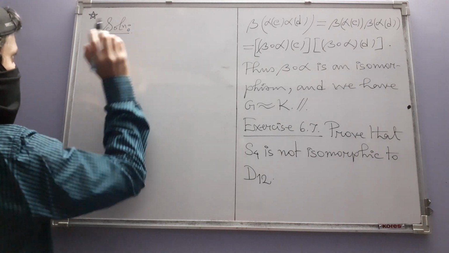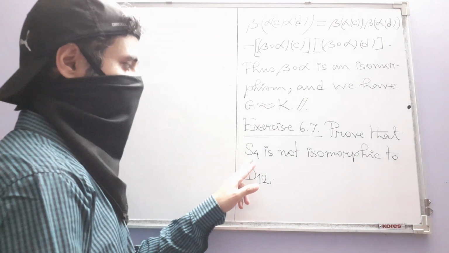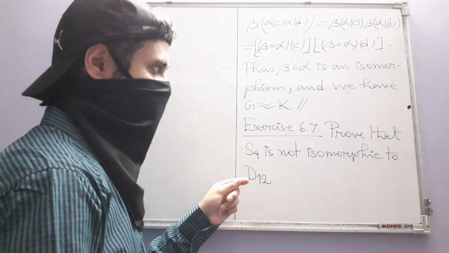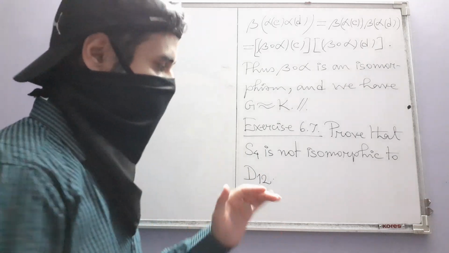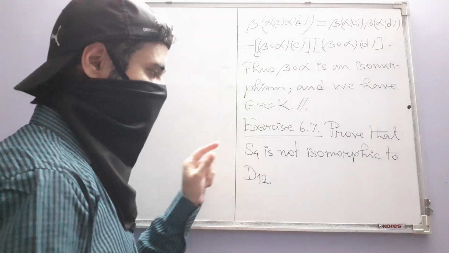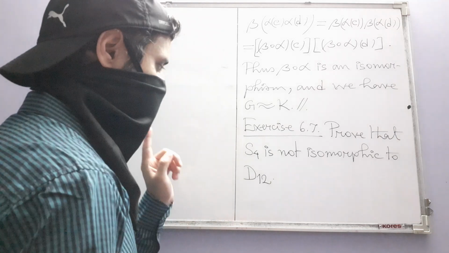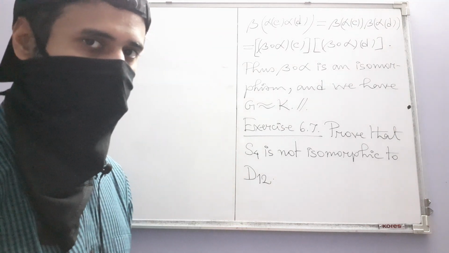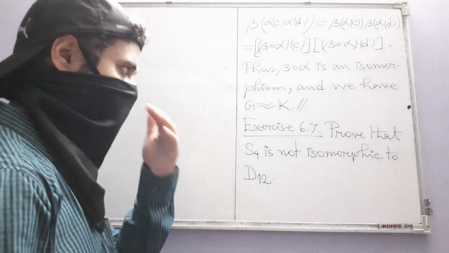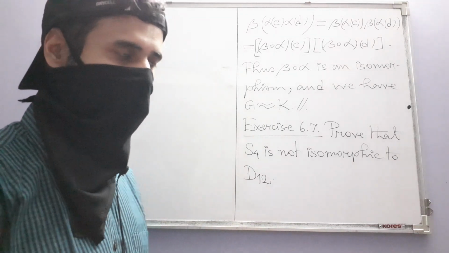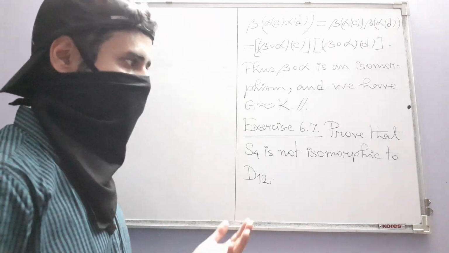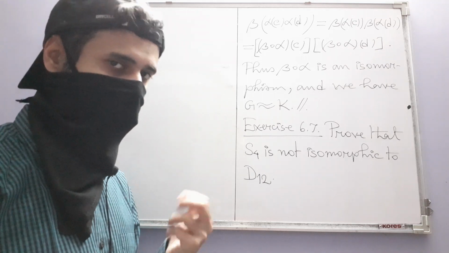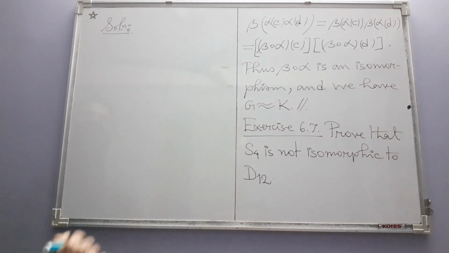If you recall from our previous knowledge about these two groups, this group has the trivial center. That means in its center you only have the identity element, but the center of this dihedral group has two elements. And we know that one of the consequences of two groups being isomorphic is that their centers should have the same size, which is not the case here. So that's why they cannot be isomorphic.